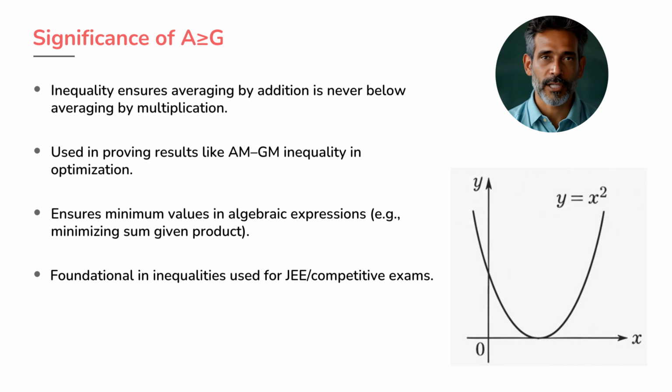Why is this inequality so important? It tells us that averaging by addition is never less than averaging by multiplication. This principle is used in optimization problems, like minimizing cost, maximizing efficiency, or even distributing resources fairly. In higher mathematics and competitive exams, you'll often see the A.M.G.M inequality appear in algebraic inequalities, especially when finding minimum values of expressions. It's one of those golden tools you can always rely on, simple but powerful.